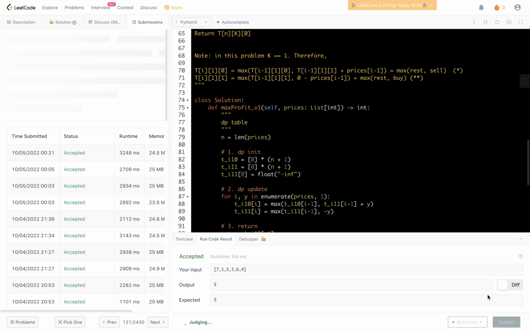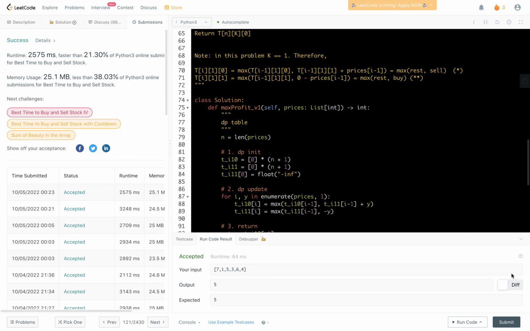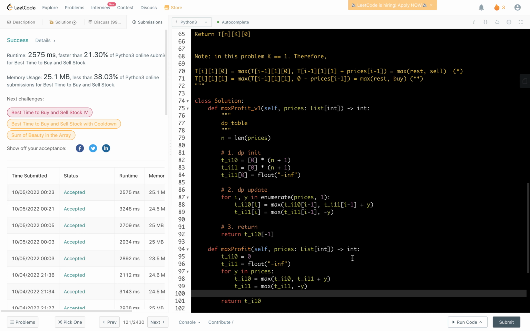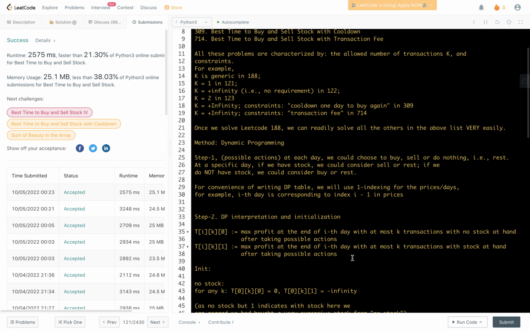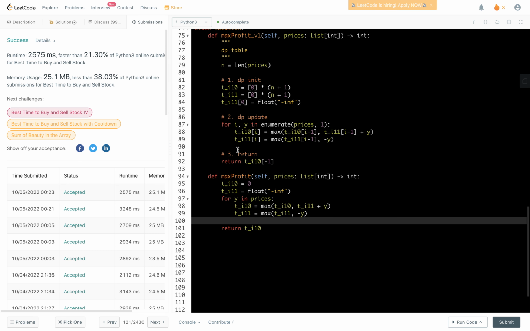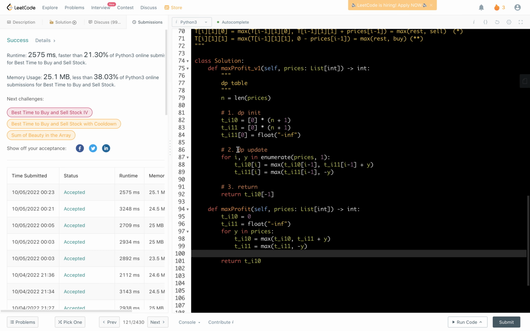So now let's look at some check. Yeah, it passes one example. Now let's look at the generic case. Yeah, it passes all the cases. So that's the solution for problem 121. Please follow up to look at the video for the solution or explanation for problem 122.